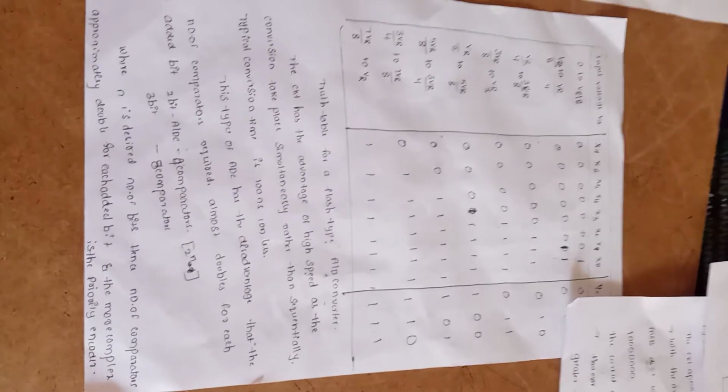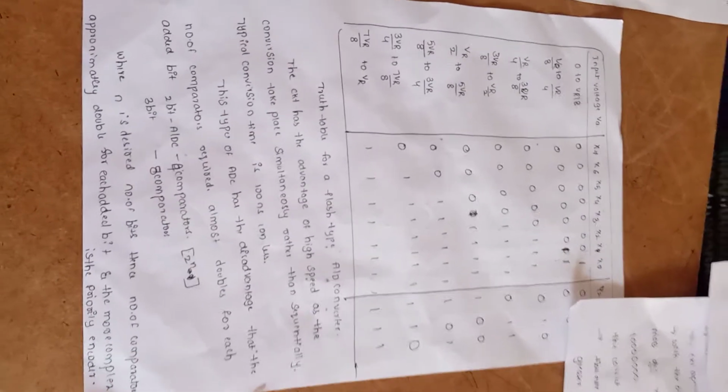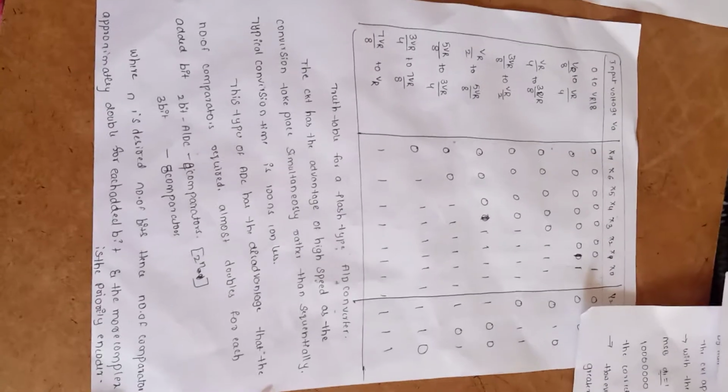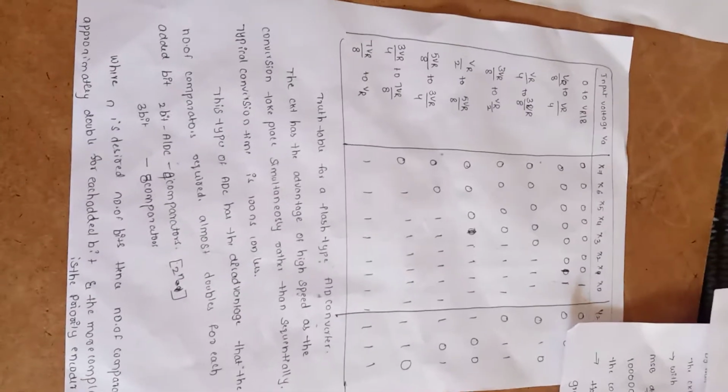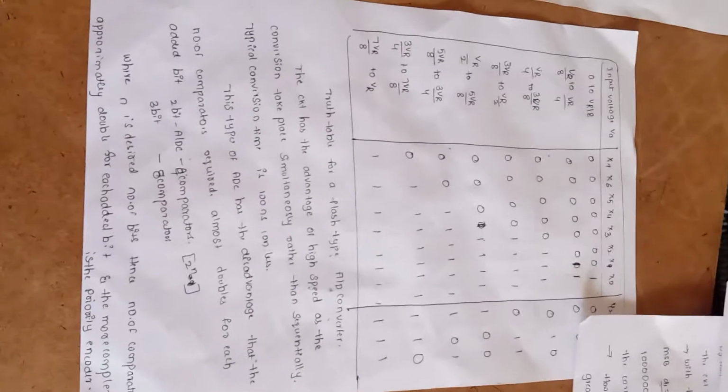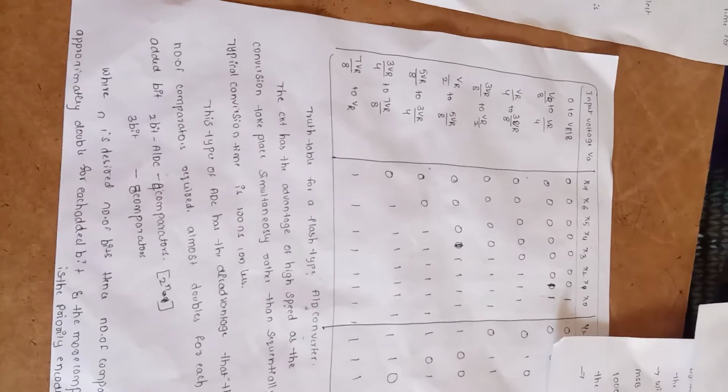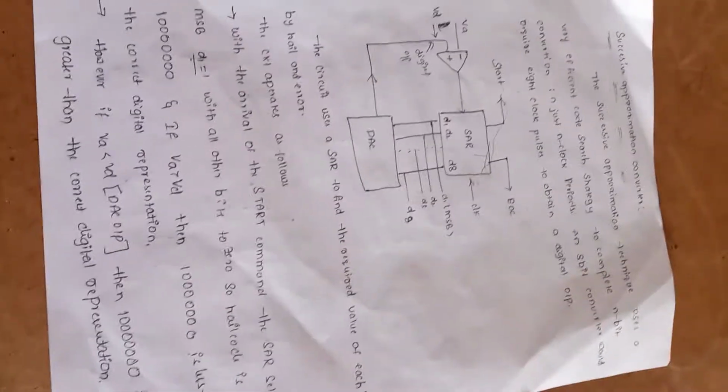So this circuit has the advantage of high speed, as conversion takes place simultaneously rather than sequentially. Typical conversion time for this conversion is 100 nanoseconds or less. This type of analog to digital conversion has a disadvantage: the number of comparators used. If the bits increase, the number of comparators also increases. That is the disadvantage of the flash type analog to digital conversion.